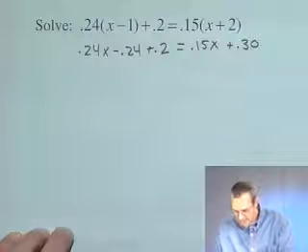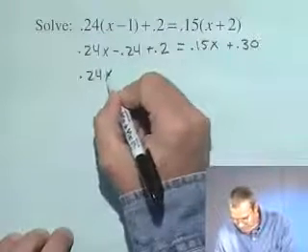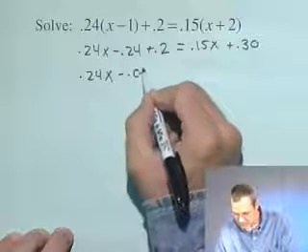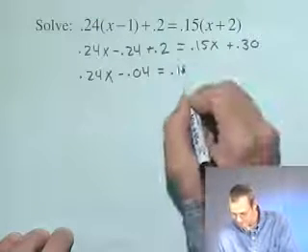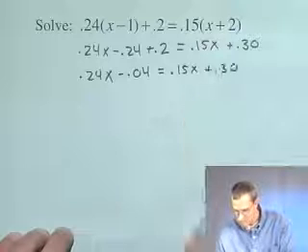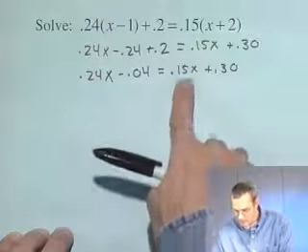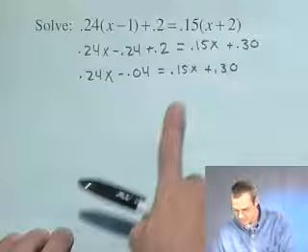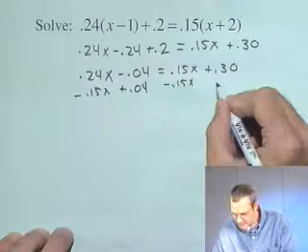Okay. Let's go ahead and simplify the left-hand side. 0.24x. Now, negative 0.24 plus 0.2 is a negative 0.04. Okay. Now, our goal is to solve for x. So I'm going to go ahead and subtract 0.15x from both sides to move the x's over here. So we'll add 0.04 to both sides here.